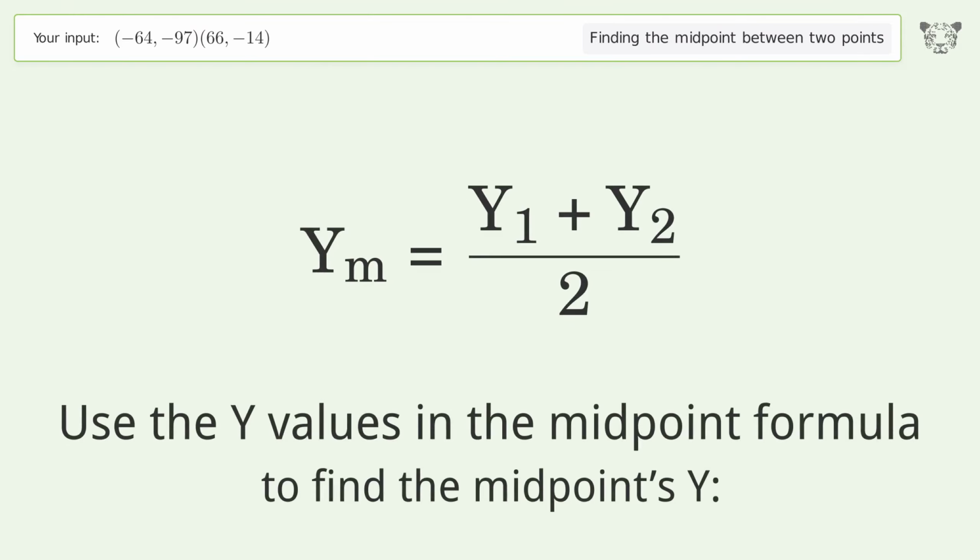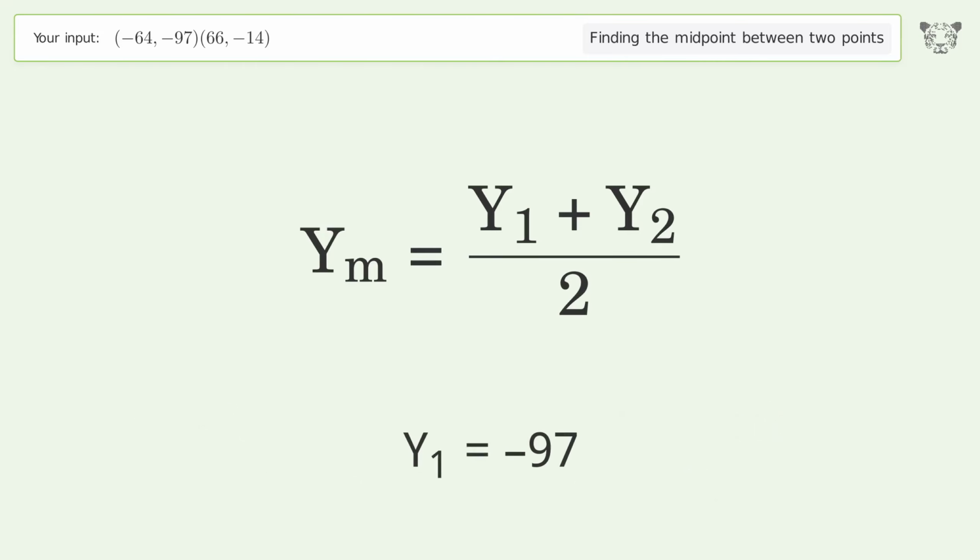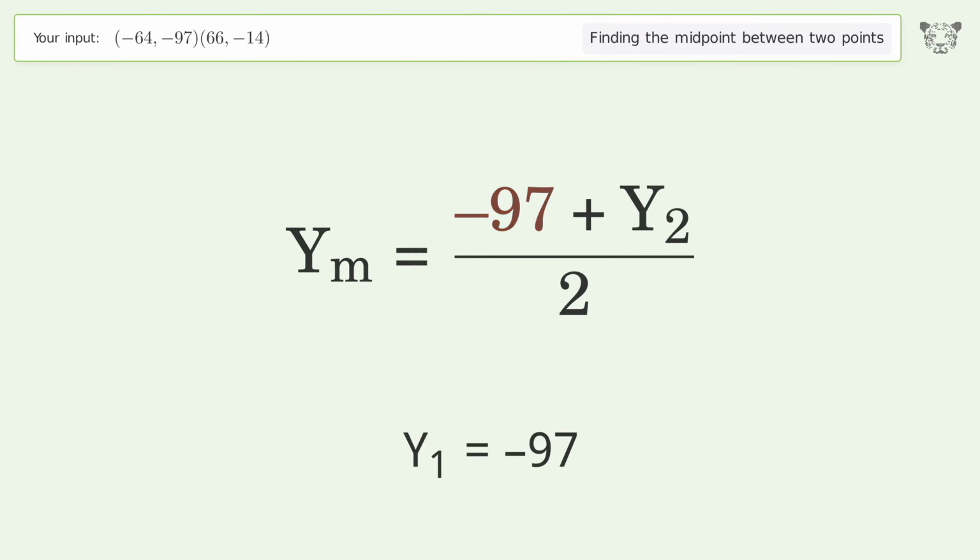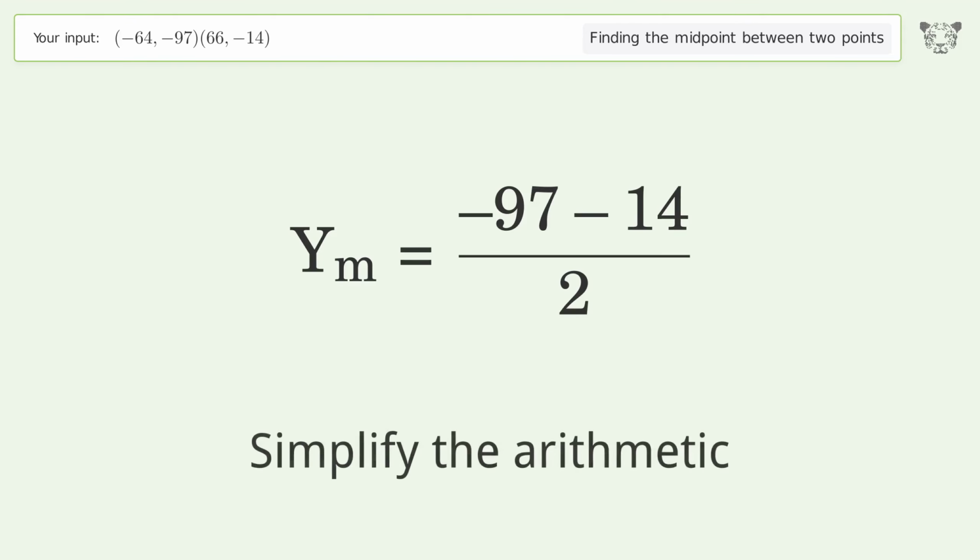Use the y values in the midpoint formula to find the midpoints y. y1 equals -97. y2 equals -14. Simplify the arithmetic.